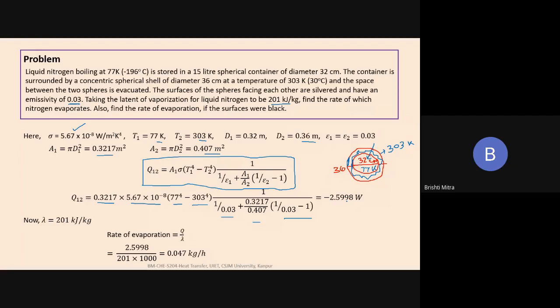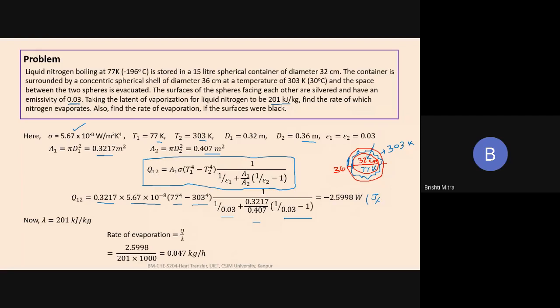Now, if I want to know the rate at which nitrogen evaporates, this is the amount of energy that is coming in, that is 2.5998 watts. This is divided by lambda for the rate of evaporation, that is, Q in watts divided by lambda. What is the unit of lambda? Kilojoule per kg. So this is 201 into 1000. This is joule per kg. And what essentially means joule per second.